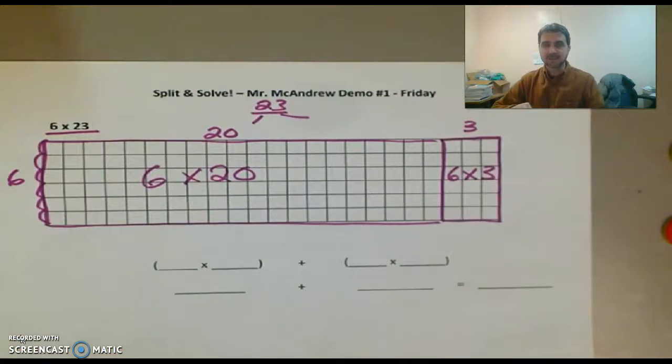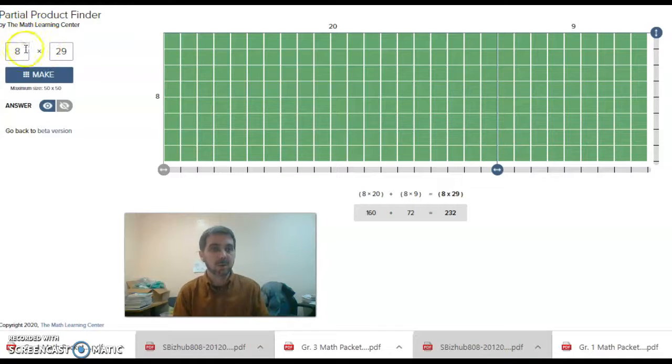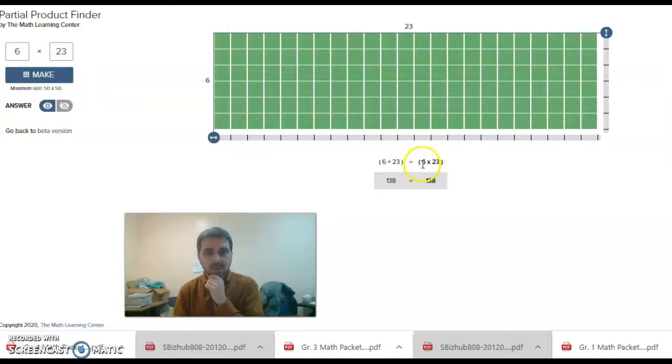Okay, so if I go back to the computer to help us with this, it's kind of a cool app, isn't it? All right, so here I am. So let's punch in 6 and 23, okay? And let's make that. And I'm going to slide this over to where it says 20.